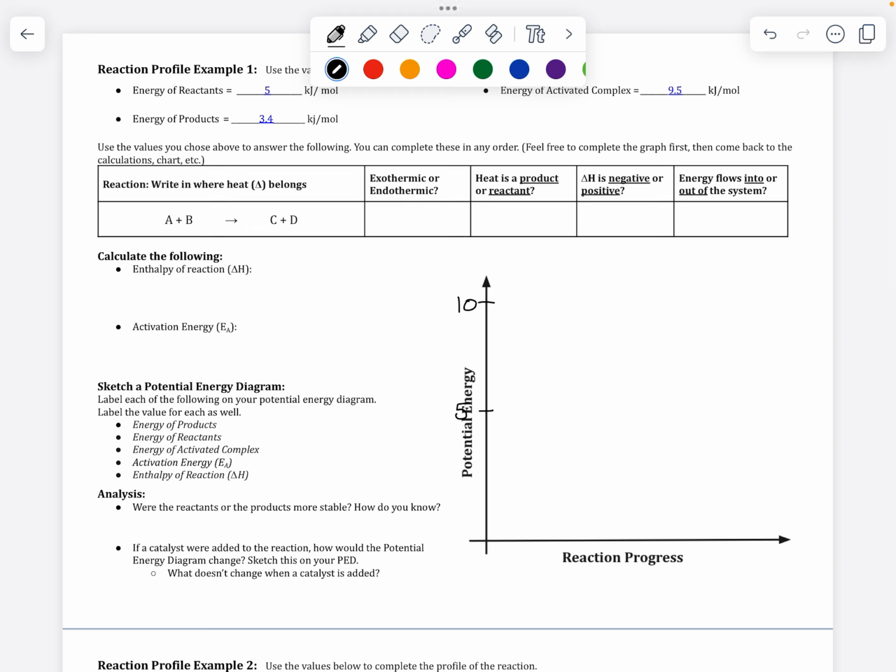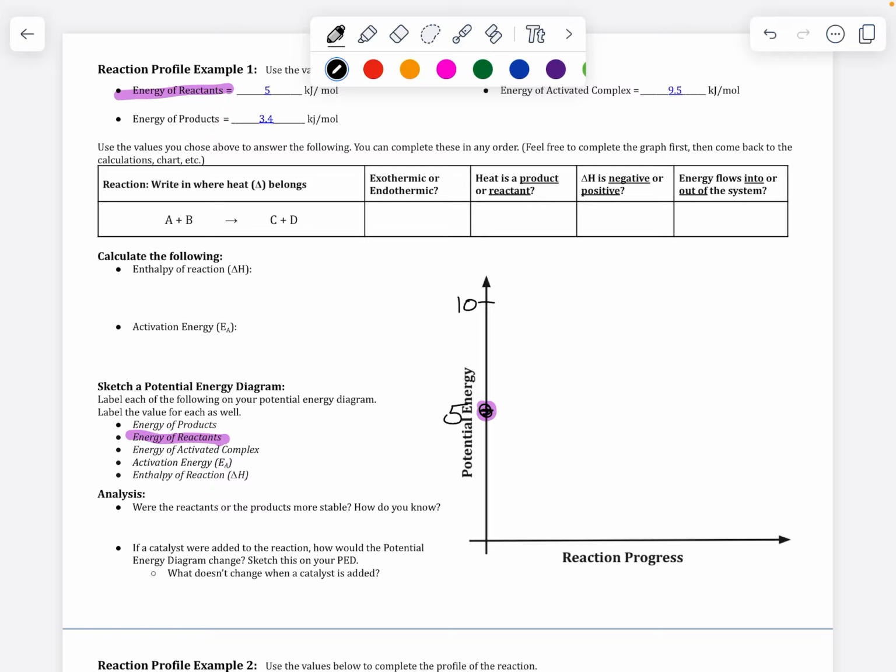So let's go through and put our values on our graph. We need to include these 5 things here: the energy of our reactants and products, the energy of our activated complex, the activation energy, and the enthalpy of reaction. Let's start with our reactants. So energy of reactants is at 5. I'm going to just put a little dot there at that 5, and then I'll connect my dots at the end.